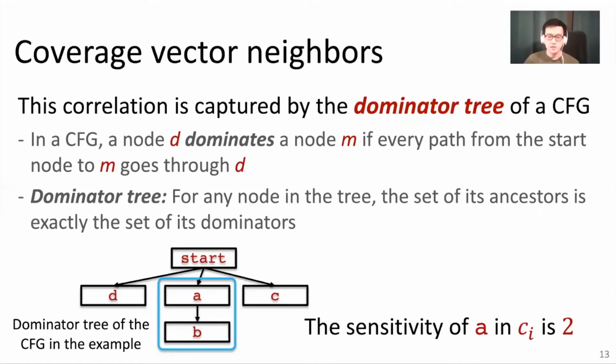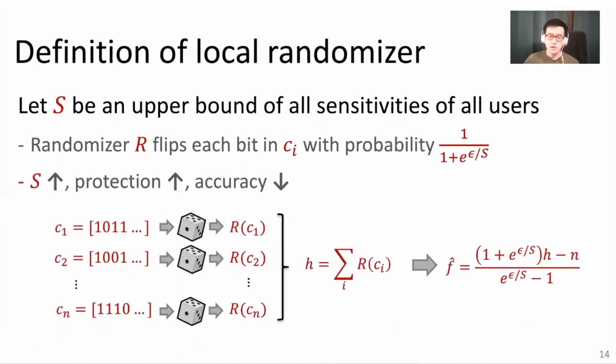And we define the sensitivity of a node in the coverage vector to be exactly the number of nodes in the subdominated tree rooted at that node. For example, the sensitivity of A in the coverage vector Ci is 2 in this case, since we have 2 nodes, A and B, in the subdominated tree rooted at A. Essentially, this means that we have to set 2 bits for A and B to 0 in order to achieve meaningful privacy protection. To protect any node in the control flow graph, we need to consider the upper bound of all sensitivities from all users.